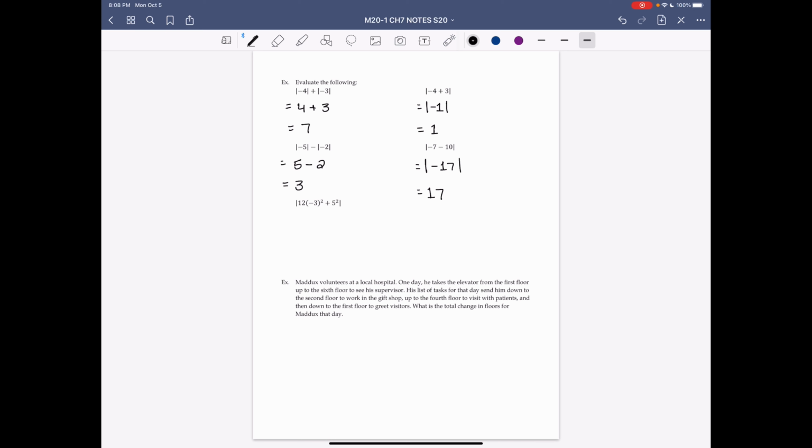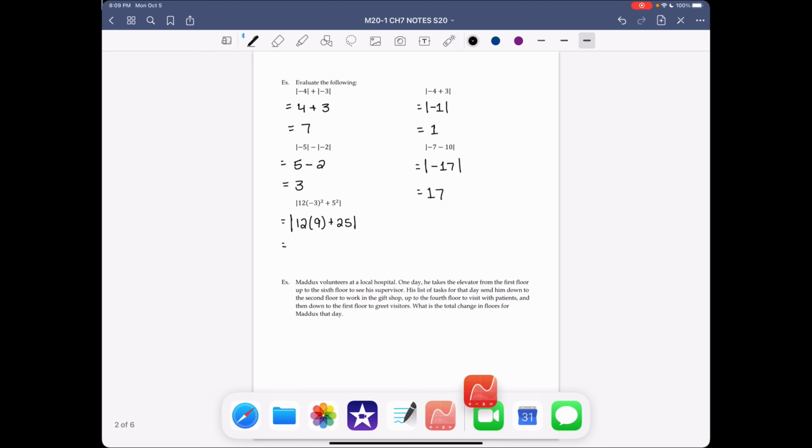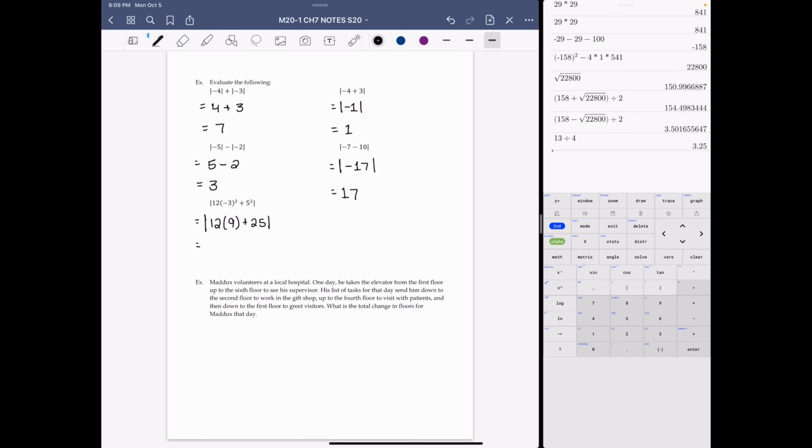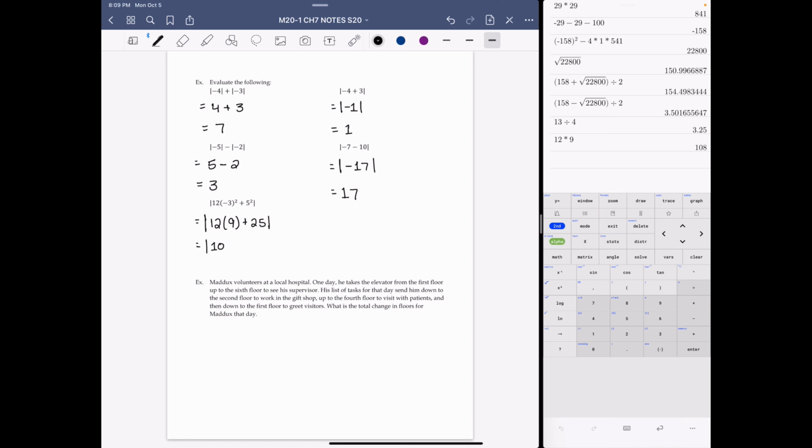Absolute value of 12 times negative 3 squared plus 5 squared. Negative 3 squared is 9. Plus 5 squared is 25. 12 times 9 is 108. Absolute value of 108 plus 25. Plus 25 is 133. Absolute value of 133 equals 133.